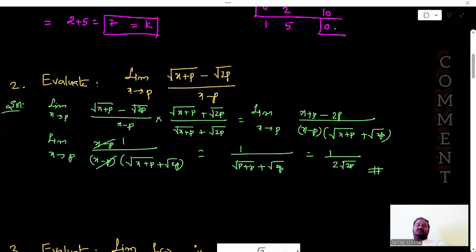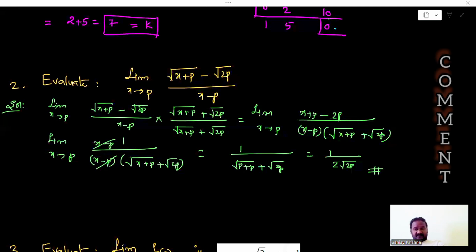So whenever you come across square roots in your function, in order to find the limit of the function, first check whether you get an indeterminate form or not.